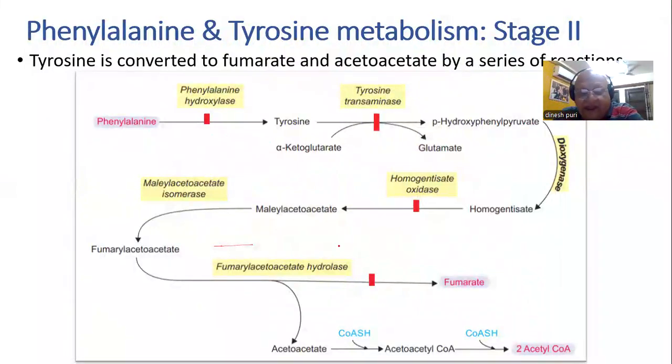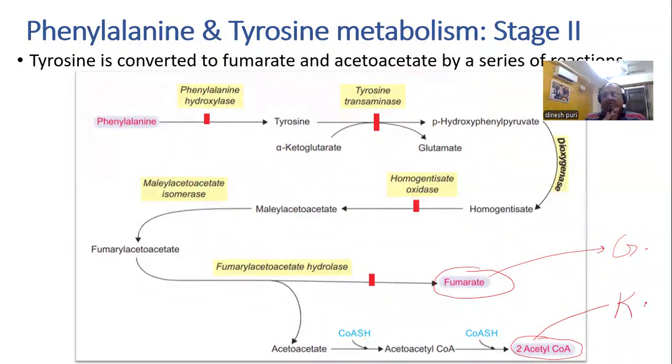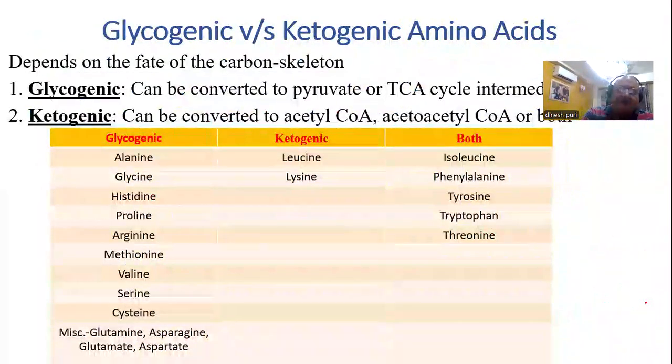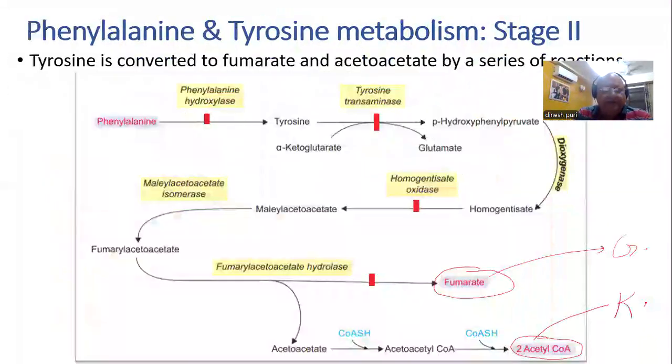Phenylalanine. It can form a TCA intermediate, fumarate. It can also form acetyl coenzyme A. So because it can form fumarate, it becomes glucogenic. Because it can form acetyl coenzyme A, it is ketogenic. So this is both glucogenic and ketogenic. So here some examples have been given. You will know more about them later on when you do biosynthesis of amino acids. For now this much is enough.